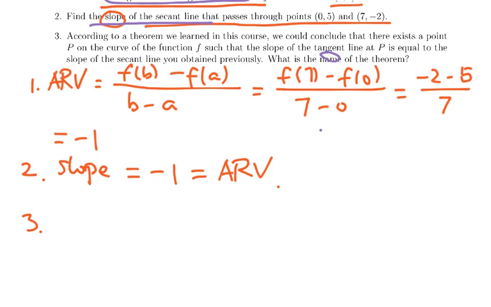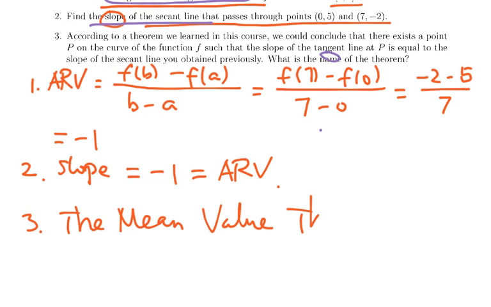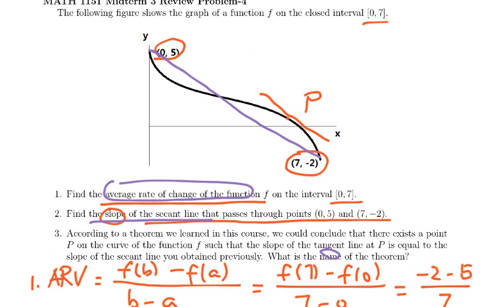So we can conclude the third part. The name of this theorem is the mean value theorem. If we want to actually plot such a point P, we can see this P is one candidate, but we can also see that on this part there's another candidate for P. It has the same slope as the secant line. So those two are the possible points for P. Okay, this is this problem.